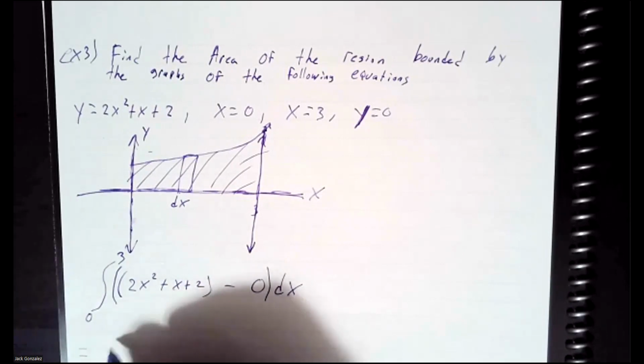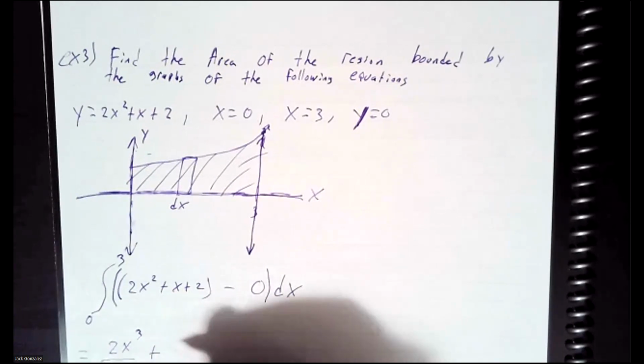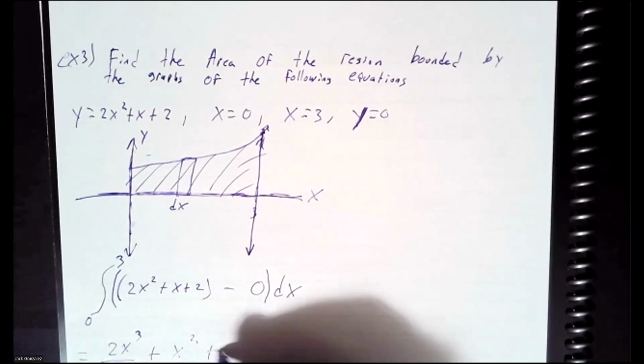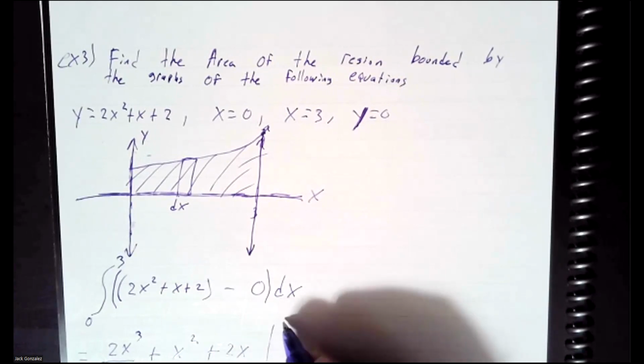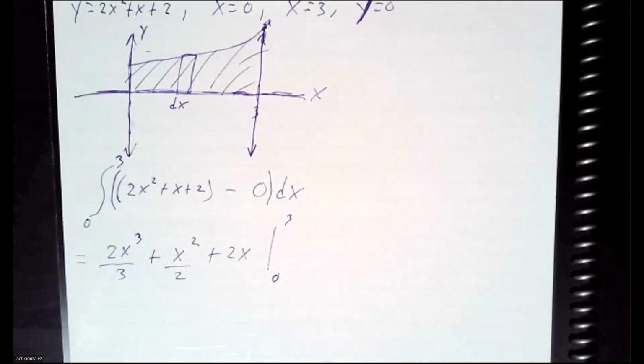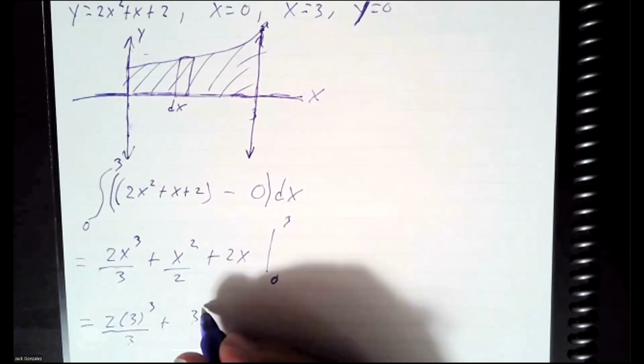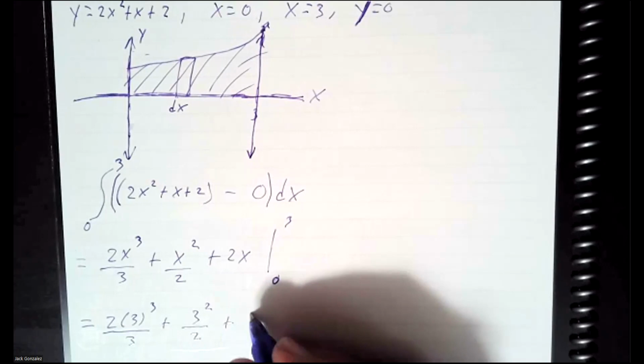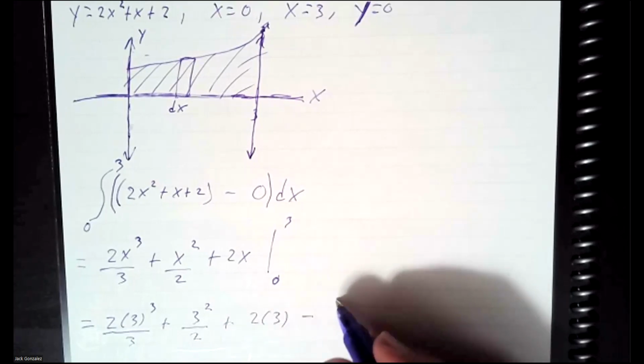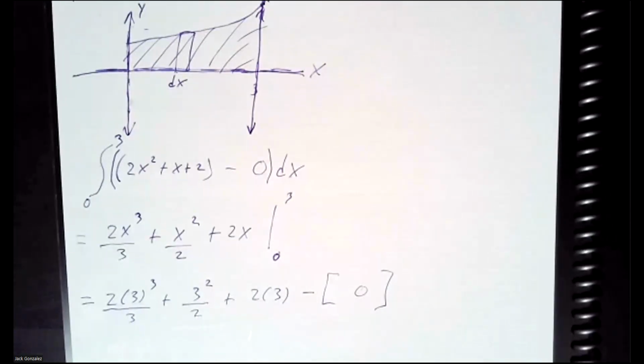Okay, so let's do it. That'll be 2x cubed over 3, right? There's the integration. Plug in 3. Minus, we know it's going to be 0, right? So who cares? Add all that garbage up.